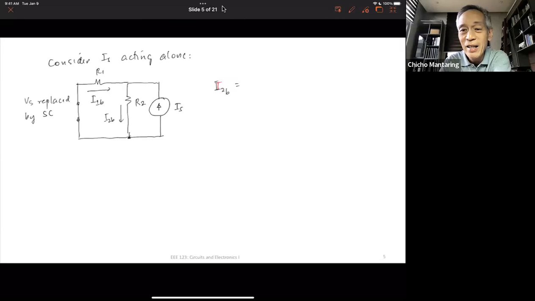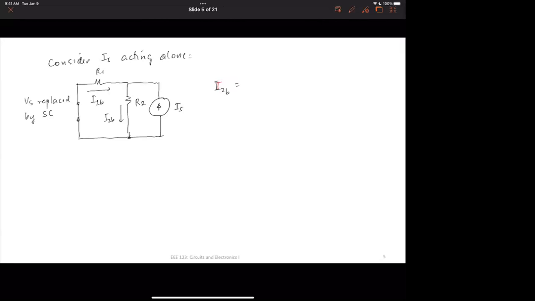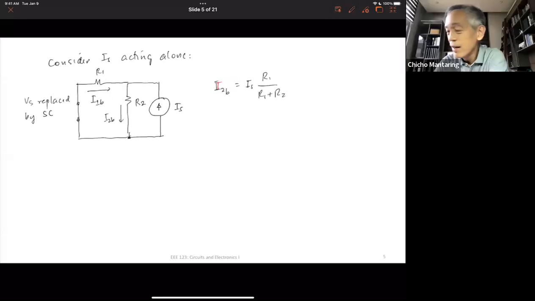Ano po sir, I2B is equal to IS multiplied to R1 over R1 plus R2. That's right, no? This is a current division, remember? Current division special case, no? Pag dalawa lang yung resistor natin, okay? Then if we're getting this current, it's IS multiplied by this resistance divided by the total resistance, no?